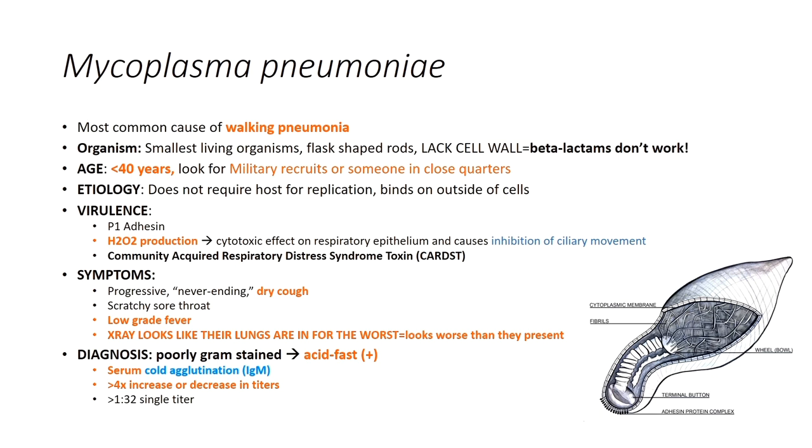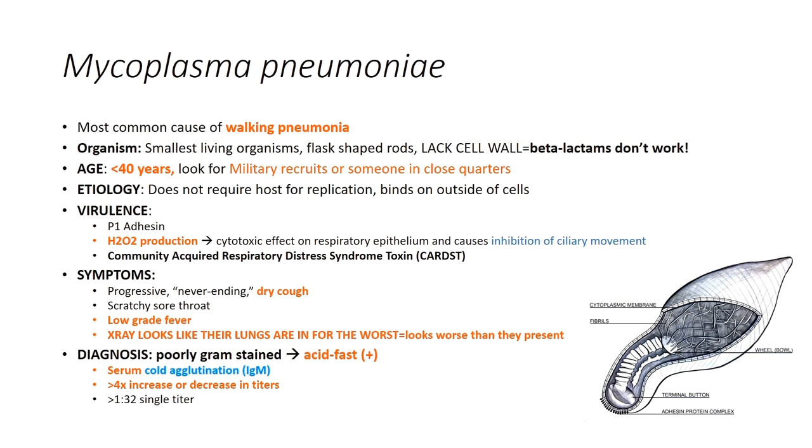So diagnosis, we try to scrape this out. We do Gram stain. It's better for acid fast stain. It's positive on that guy. This is serum cold agglutination. This is one of our major things. That's why I have it as one of the only light blue things on this slide. You see serum cold agglutination, dry cough. Just put these two and two together, you have Mycoplasma pneumoniae.